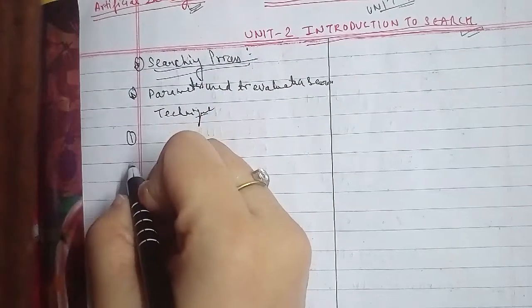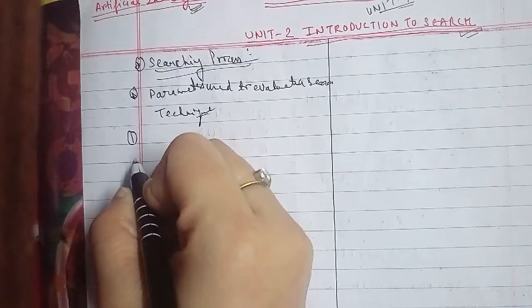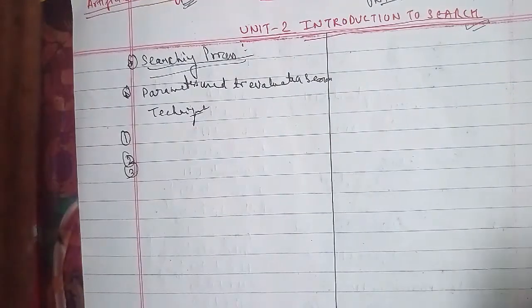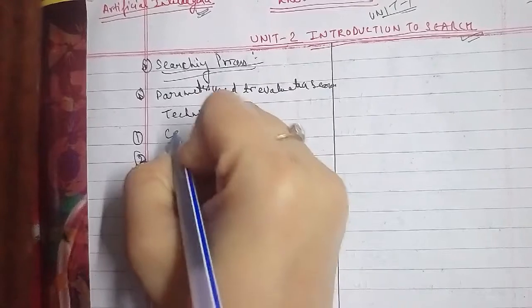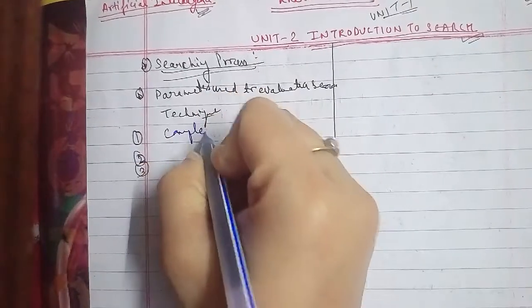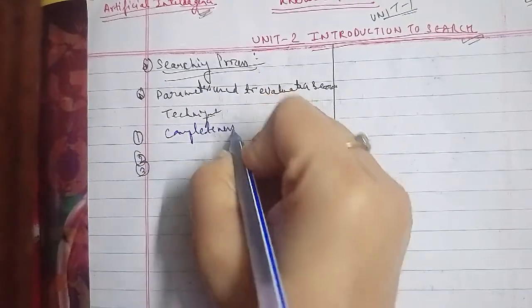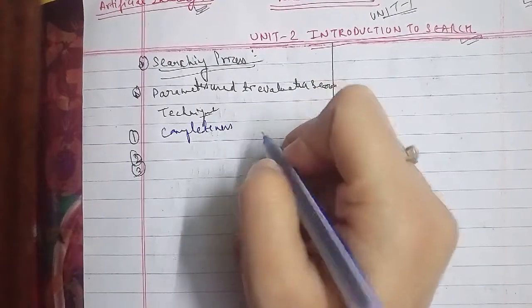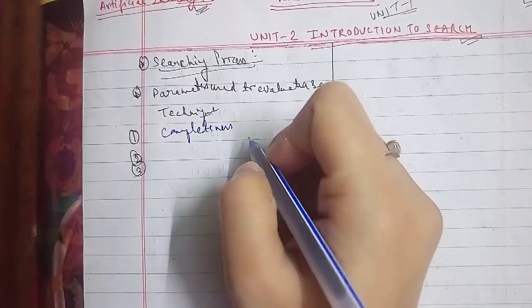For this we'll discuss in detail, starting with completeness. By completeness, the algorithm finds an answer in some finite time. So the algorithm is said to be complete if it is guaranteed to find a solution if there is one. The second we have is space and time complexity.